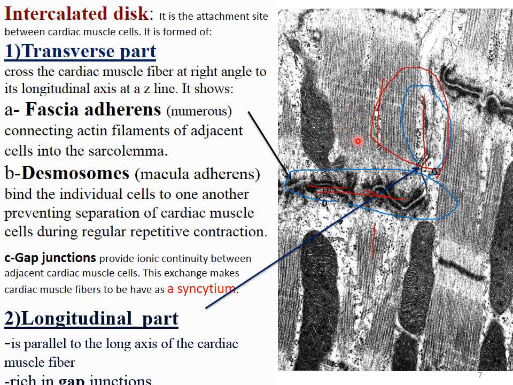Transverse part of intercalated disc contains three junctions: fascia adherens, more numerous, desmosome, and the gap junction. Fascia adherens connects actin filaments of adjacent cells into sarcolemma. Desmosome binds the individual cells to one another, preventing separation of cardiac muscle cells during regular repetitive contraction. Gap junction in transverse part of intercalated disc provides the ionic continuity between adjacent cardiac muscle cells. This exchange makes cardiac muscle fiber behave as a syncytium. Longitudinal part is rich in gap junction.